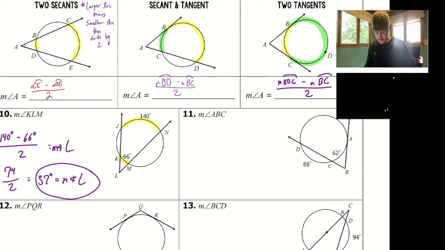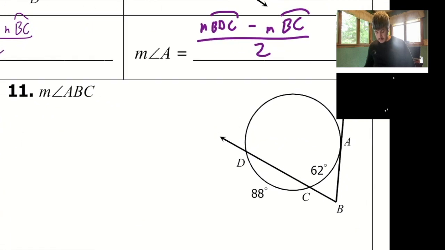Number 11. Doesn't matter that the diagram is now a secant tangent. It's still going to be the same rule. It's still just going to be big arc minus little arc. You just got to make sure that you use the right arcs.